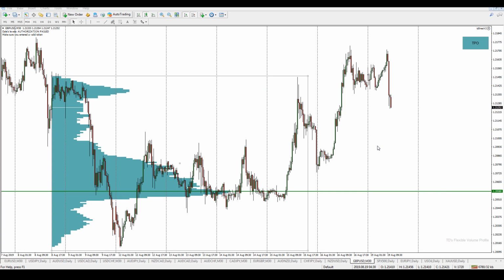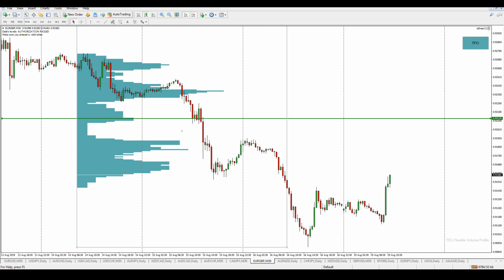And the last intraday idea will be on the euro pound. So let's have a look at it. This one is based on a trend setup.